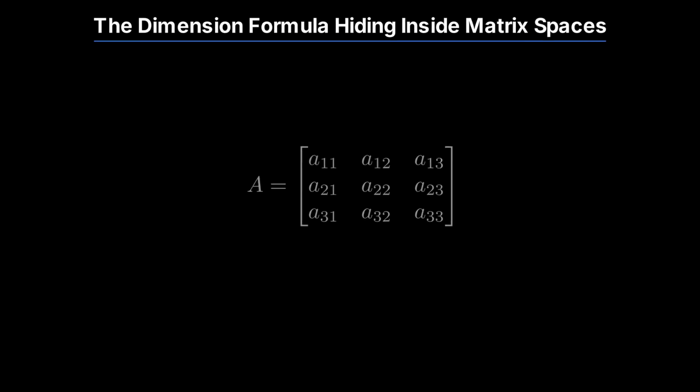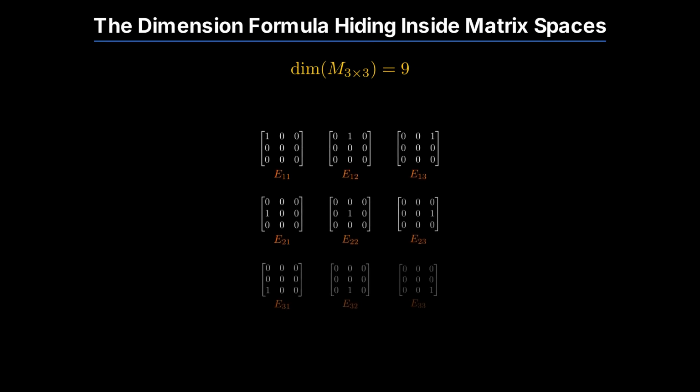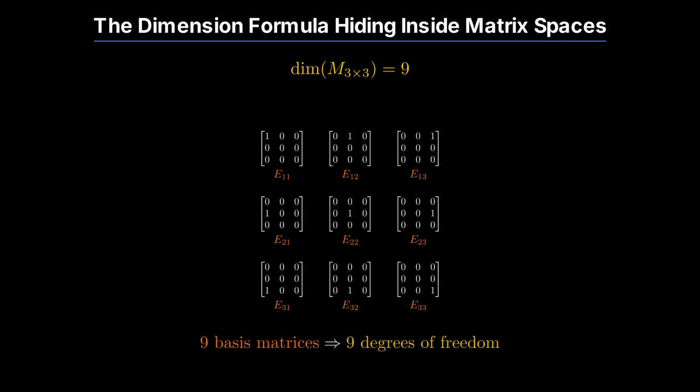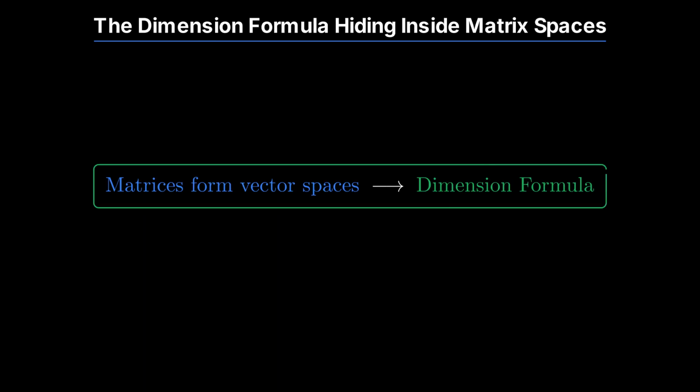Vector spaces aren't just arrows or columns of numbers. This, a 3 by 3 matrix, is also a vector. The space of all 3 by 3 matrices has exactly 9 dimensions, 9 basis matrices, 9 degrees of freedom. Matrices form vector spaces, and once that's clear, an elegant formula falls right out, one that reveals exactly how any two subspaces fit together inside a larger space.